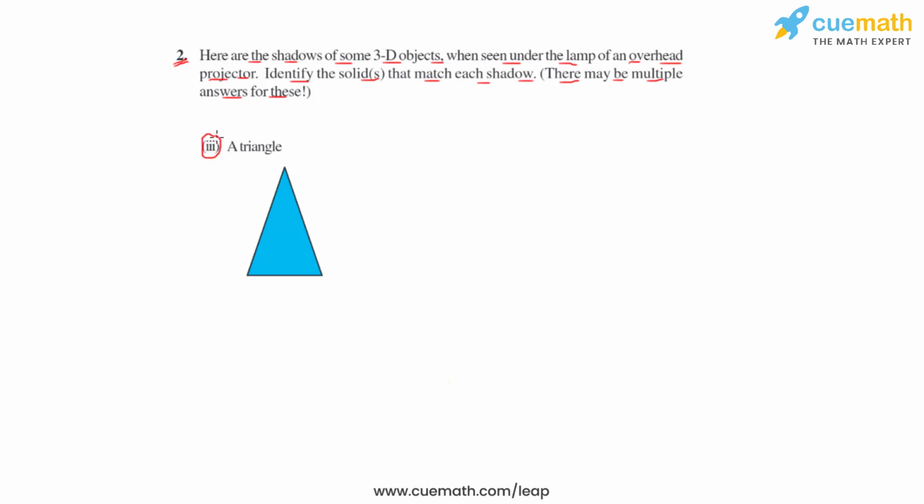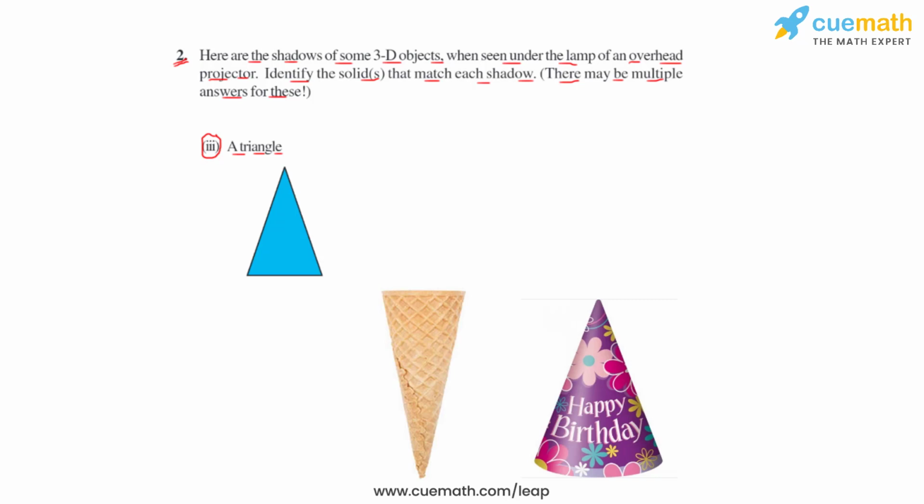So the next shadow is a triangle. Let us see the objects which are going to give this particular shadow when they are placed under the lamp. Again, we have taken a few objects which we use in our everyday life. The first one is an ice cream cone, which when placed under a lamp is going to give us this triangular shaped shadow. The second one is a birthday cap, which again will give us the same shadow of the shape of a triangle when it is placed under a lamp. We can have more than these two as examples for this. So the answer for this particular shadow, or any particular shadow in this question, is not unique. Let us move on to the next shadow.